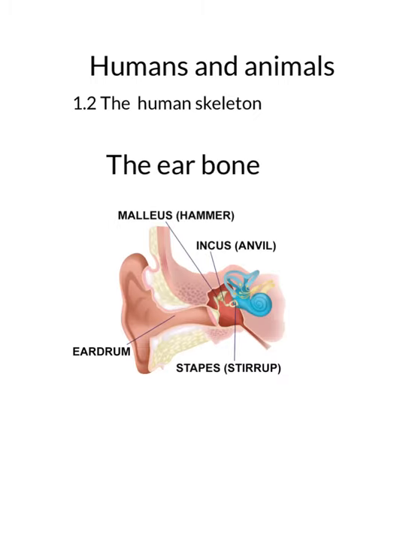Now let us know about the ear bone. The ear bone is the smallest bone of the human body. The ear bone comprises three small bones, the malleus, the incus and the stapes. This supports the eardrum and helps in the process of hearing.